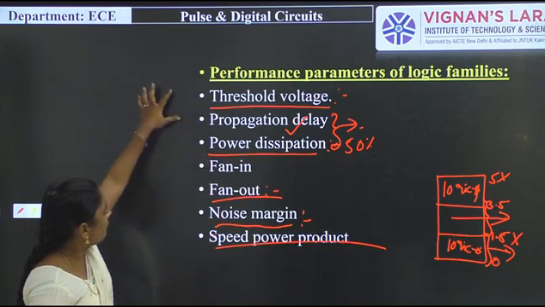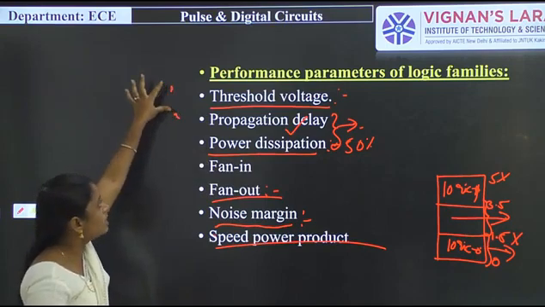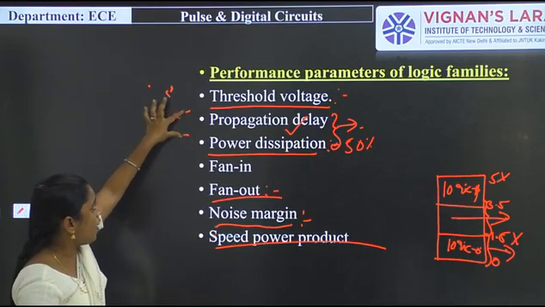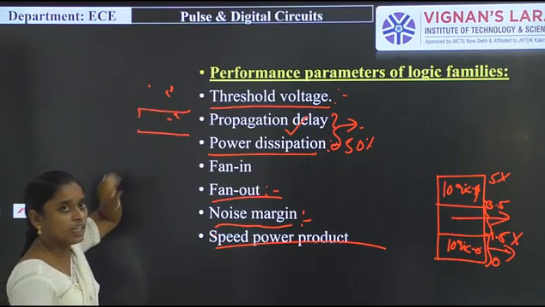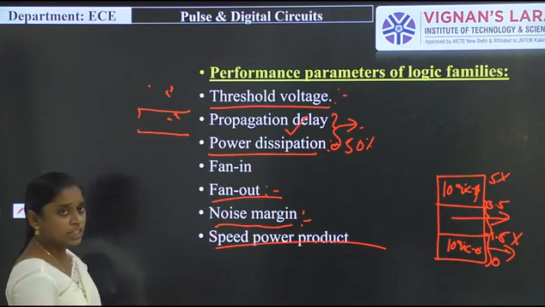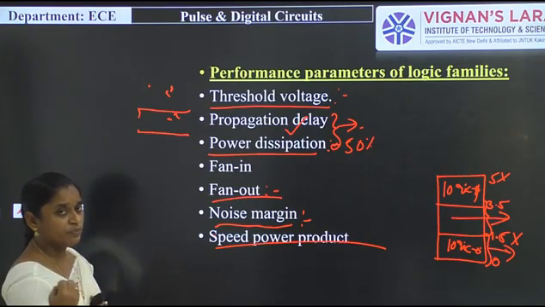The first one is the threshold voltage, that is, the maximum input voltage applied to the input which causes a change in the output. This is known as threshold voltage. And the next one is propagation delay. Propagation delay is the time taken from the moment of input to output. And power dissipation, that is for 50% of the duty cycle. The power required to represent 50% of the duty cycle is known as power dissipation.